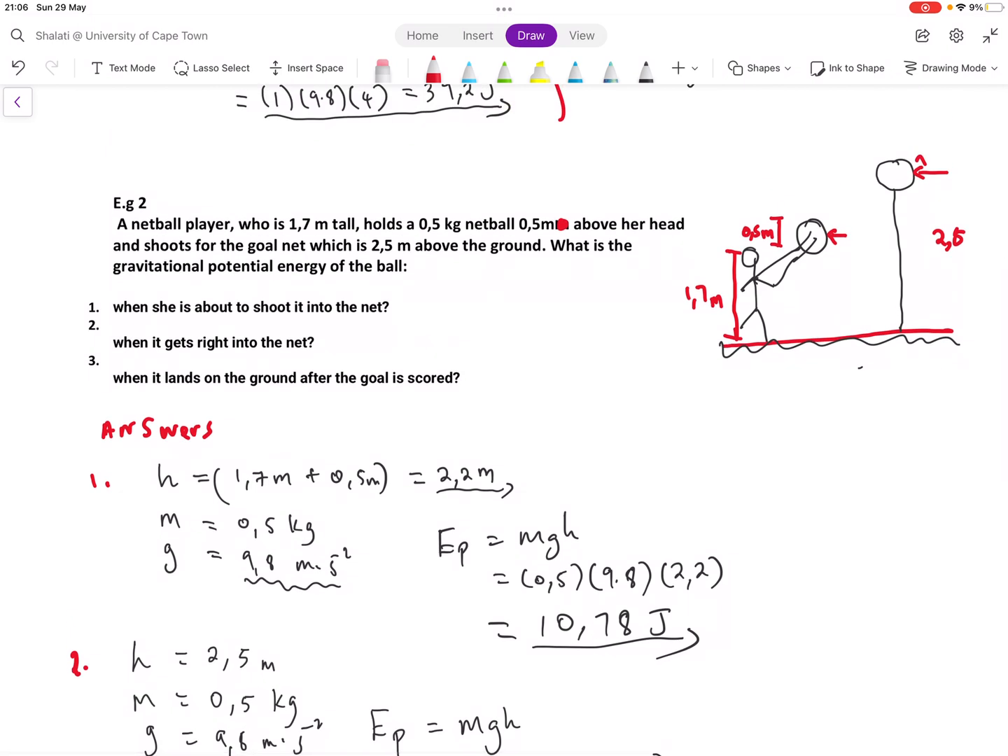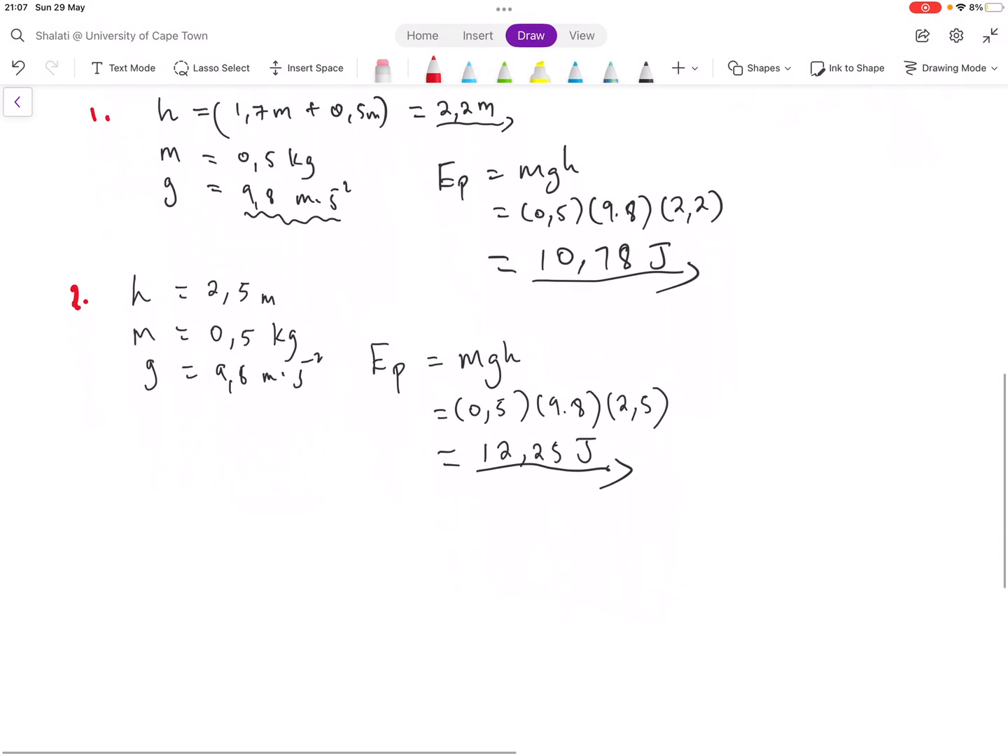Now when it lands on the ground, let's check our little diagram. When it lands on the ground, where is the ball currently? The ball is currently here. So you can already tell from the previous video that the gravitational potential energy will be 0 because we are now at the bottom. The height is 0. It means the gravitational potential energy is minimum. So you can just say EP is 0, or you can try to calculate it.